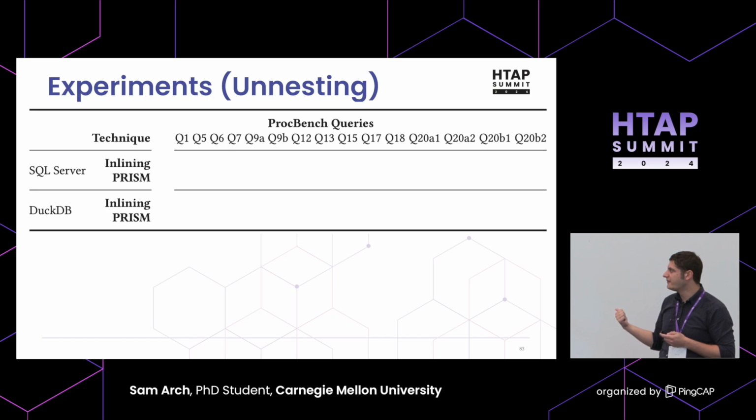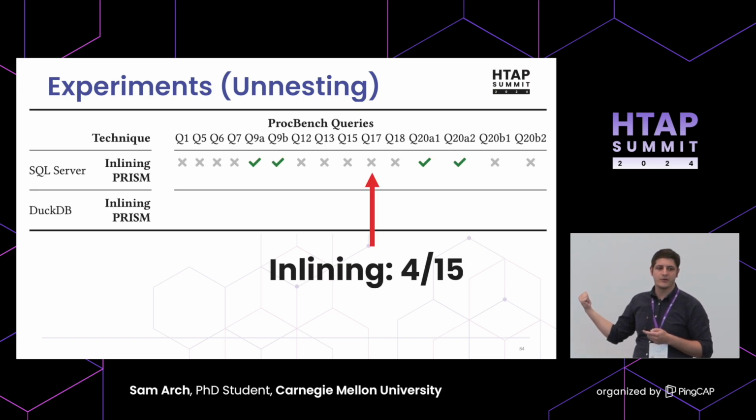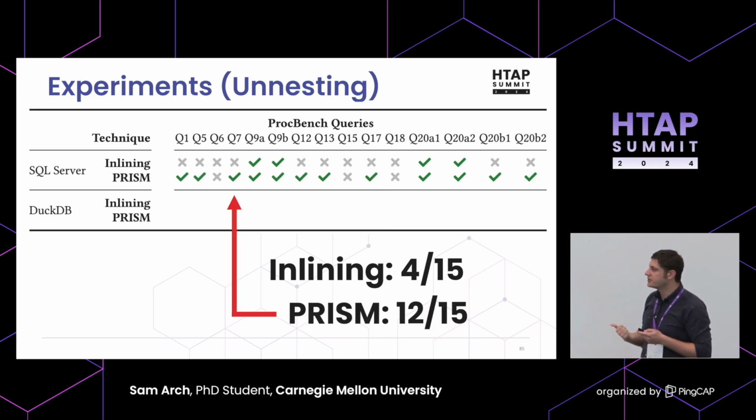So if you recall before, only 4 out of 15 of the queries could be unnested when you inline the entire thing because it's so complicated. But with Prism, we find that 12 out of 15 of the queries can be unnested because, again, we're producing a much simpler query where you're only inlining the pieces that are actually helpful for query optimization instead of the whole thing. So for these 8 out of 15 queries, which is more than half of the benchmark, it's going to efficiently execute those queries with joins instead of RBAR, and you're going to get much better performance.